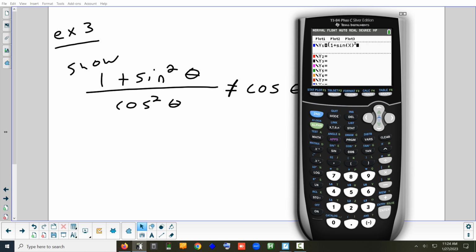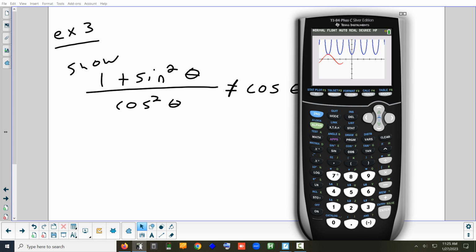If you graph 1 plus sine squared divided by cosine squared. I think I put an extra set of parentheses. Yeah, you did. I should have closed it here. And then I probably don't need it here. Okay, that should be fine. And then if you graph cosine, let's see what that looks like. It's going to show that they look different, but they are the same for some values.